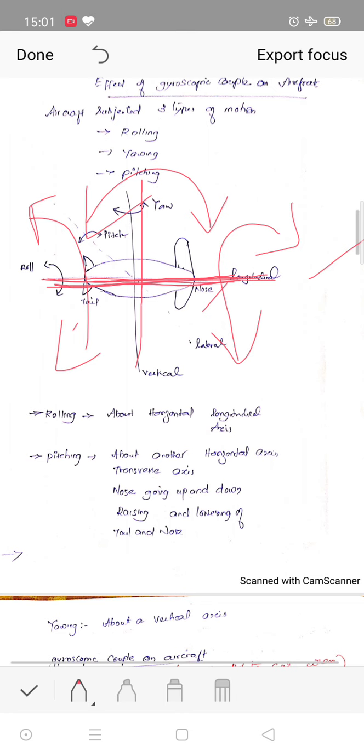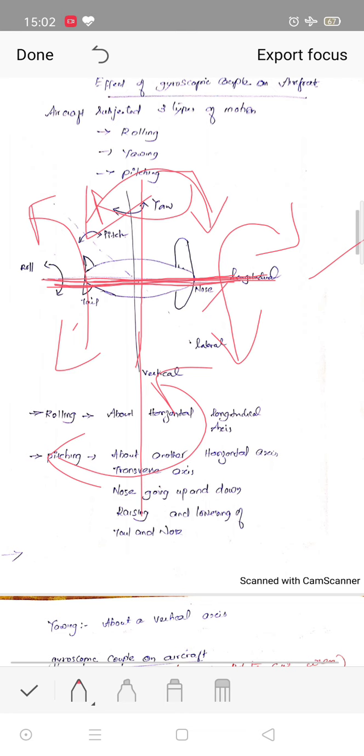And yawing is the motion or rotation of the aircraft about the vertical axis. I have mentioned here, this is the vertical axis. If the aircraft is rotating about the vertical axis, this is yawing motion. So three different types of motions are there. We have to keep in mind the three different types of motion: rolling, pitching and yawing.